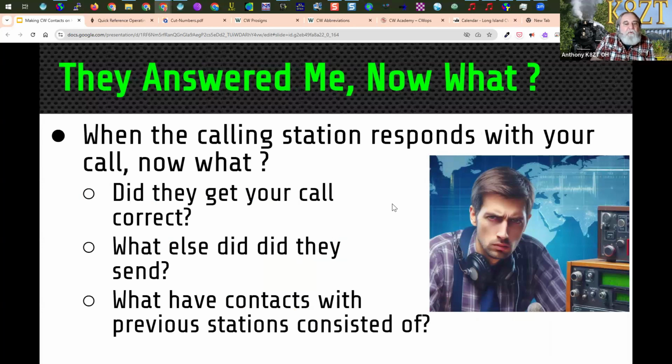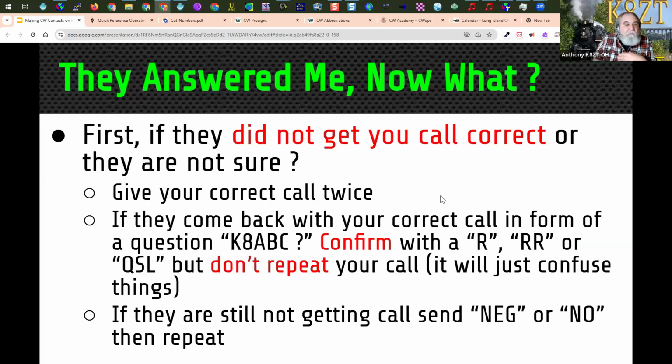Did they give you just a signal report and they were done? Did they give you a signal report and a name? Did they give you a signal report, a name, and a QTH? Did they give you a signal report and a QTH only? So whatever they gave you, just give them the same thing back. Also, listen for a while, see what the discussion is between the stations, and then you can match that.